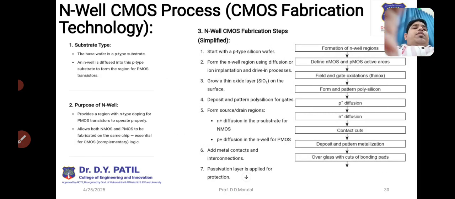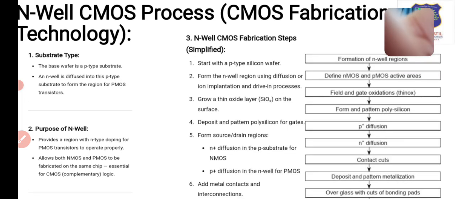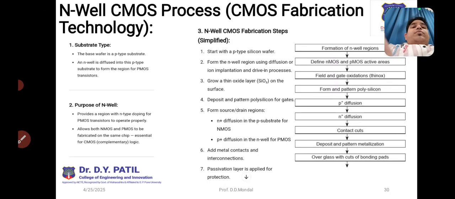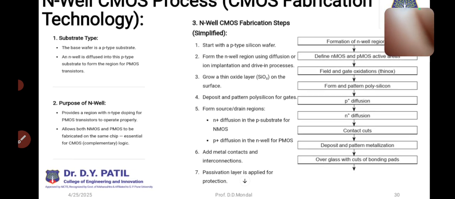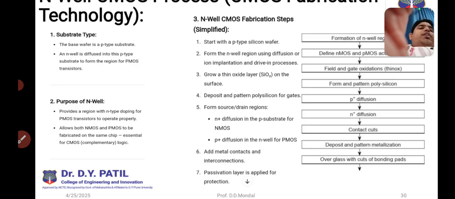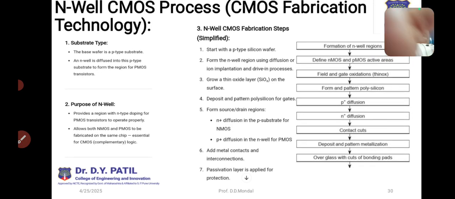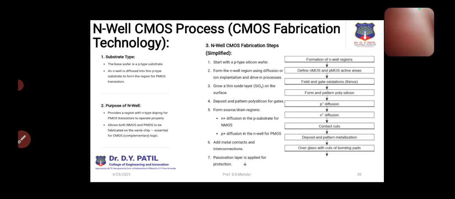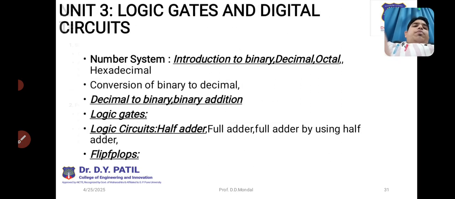How is it manufactured, with different fabrication technologies and methods? In the N-well CMOS process: first formation of the N-well, then define the NMOS and PMOS active regions, then oxidize, then form the polysilicon, P-type diffusion, N-type diffusion and contacts. This is the N-well CMOS process, which is the fabrication.